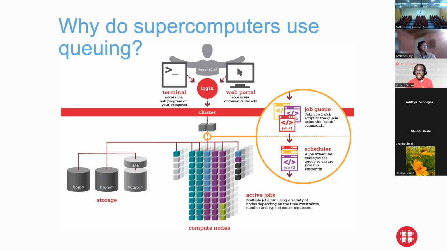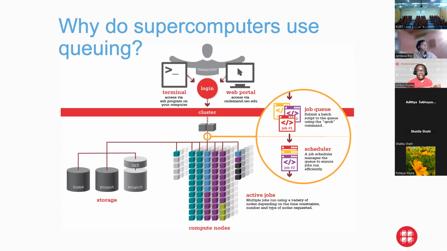Typically, what a user would do is write what we call a batch script. In this batch script, they will just tell the scheduler at OSC what resources they are requesting. For example, how many nodes they are requesting, how many CPUs per node, and for how long they think their analysis will run on that compute node.